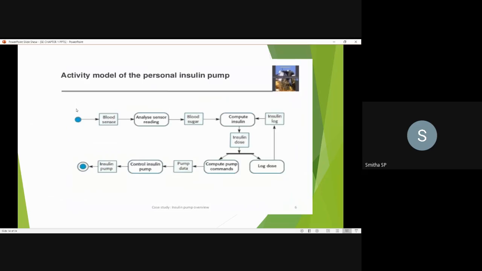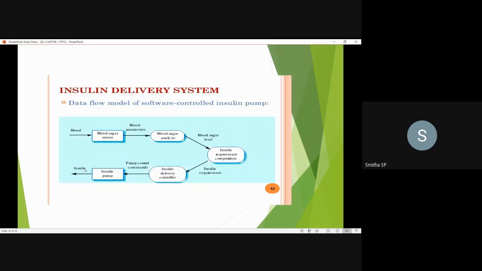Next, this figure shows you the activity model of the personal insulin pump. Here you can observe two circles. The filled circle shows the start of the activity, and a filled circle within a circle shows the end of the activity. And you can observe this activity in the data flow model of how the insulin delivery system actually works.